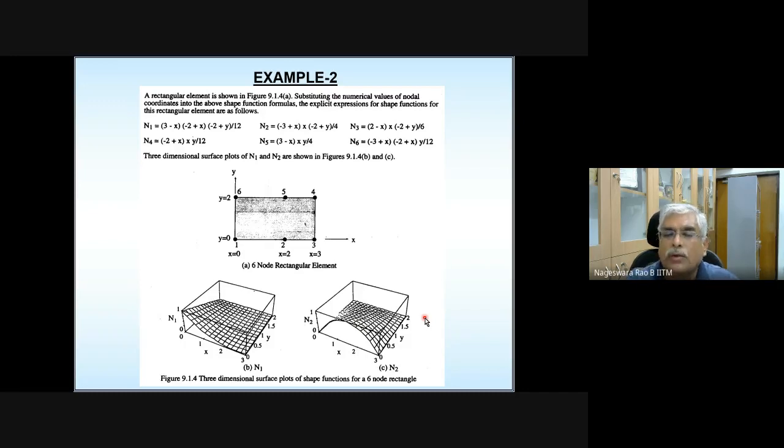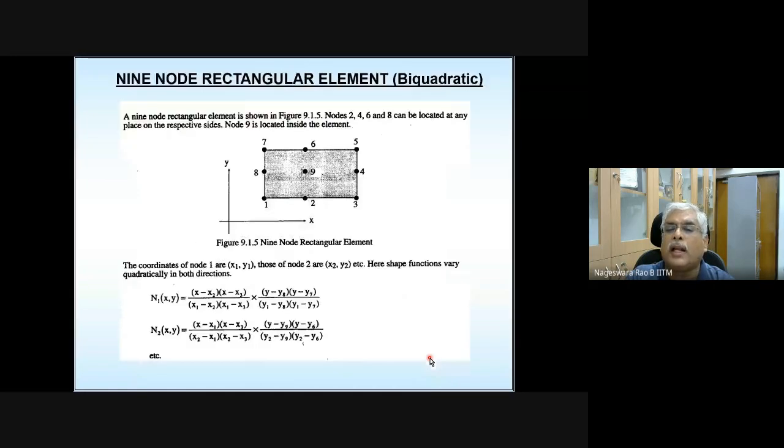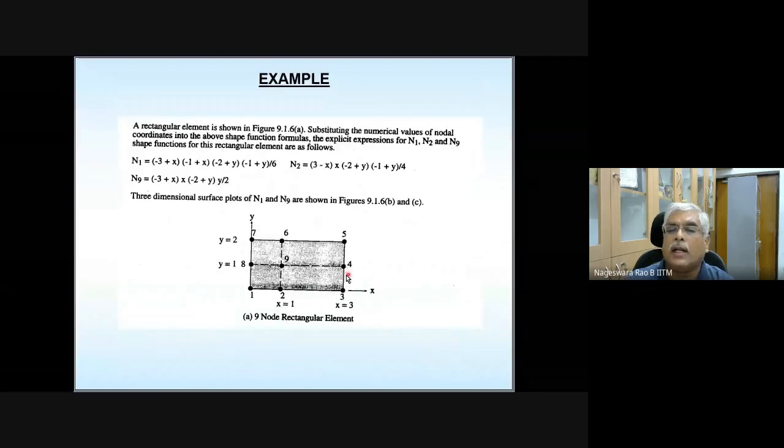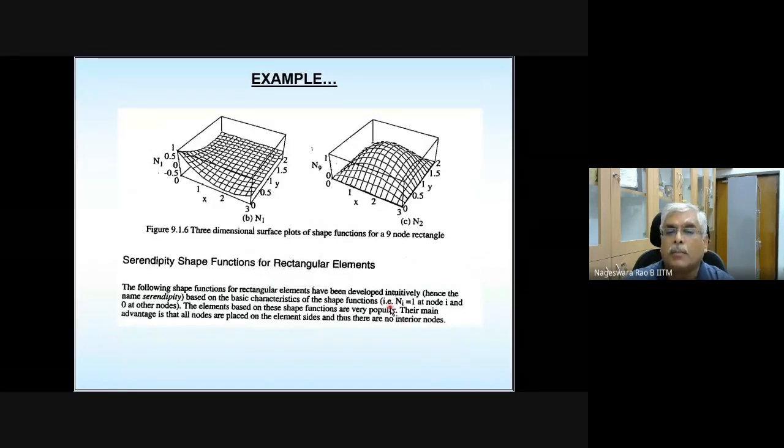So this is how you can have a feel for the shape functions. And whatever shape functions you develop, they should not violate these properties. So any questions here? So the 4-node element, 6-node element, and similarly the 9-node element. Some examples are taken here, and some plots are also shown. You can also make these kinds of plots.